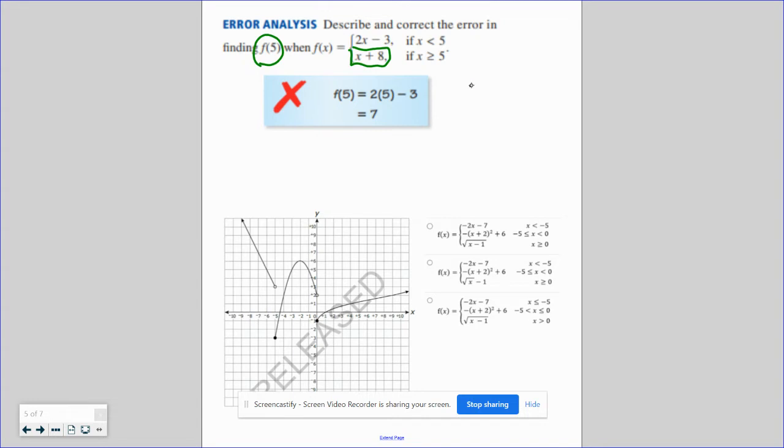And we're going to plug that 5 in. 5 plus 8. So their mistake was choosing the wrong function due to the wrong domain. So 5 plus 8 is going to give us 13. So had they done it correctly, they would have used the second function because our input is 5, and then our answer would be 13.